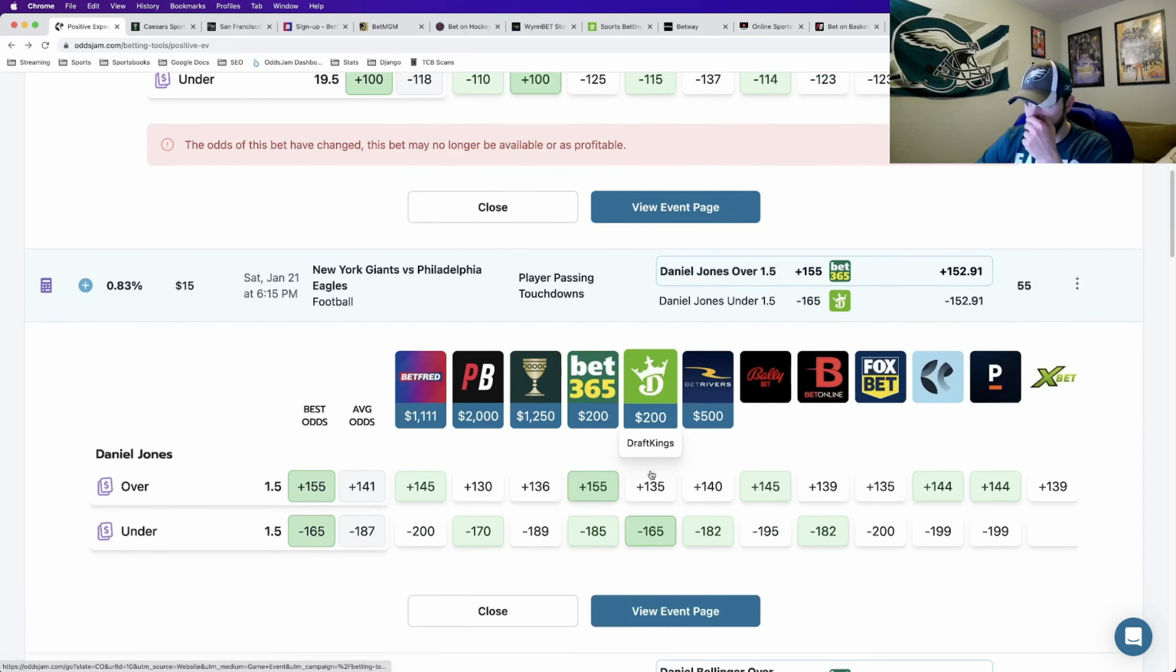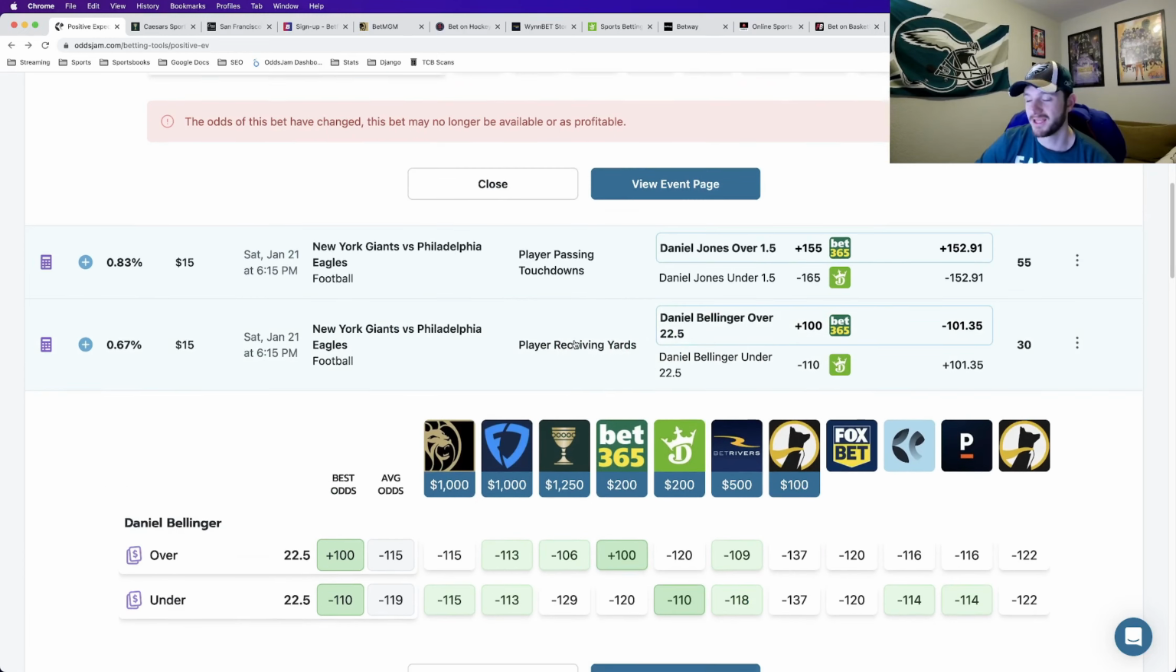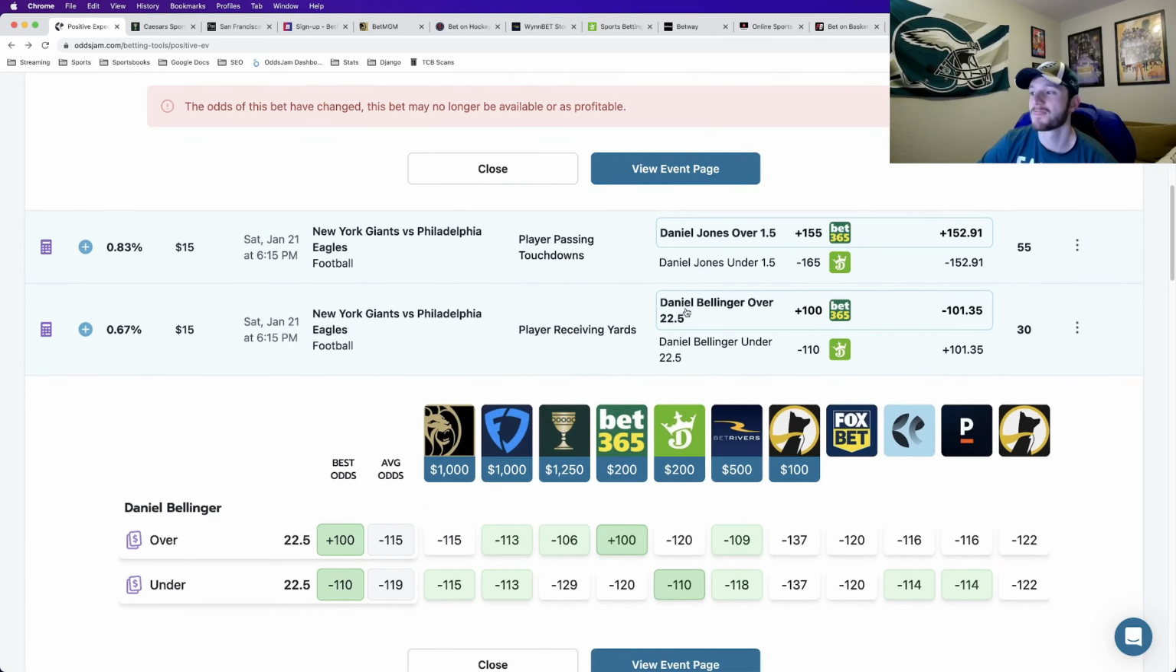Same thing with this Daniel Jones one, right? Plus 155 at Bet365. If you remove the vig from Pinnacle, it's not going to be an outlier, nor is it from Ballybet or Betfred. So it wasn't an outlier to the sharpest book, nor the majority of sportsbooks. So I skipped it.